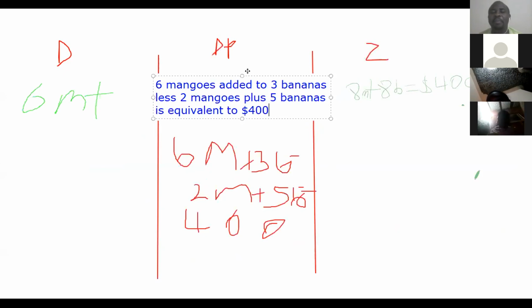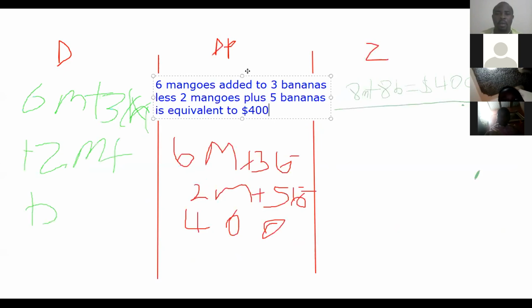All right, I'm seeing people thinking. Go ahead. Remember, 6 mangoes added to 3 bananas. What does that mean? That means 6 what? What does added mean? Anyone understand what added means? Less 2 mangoes. What does that mean? Take away 2 mangoes.